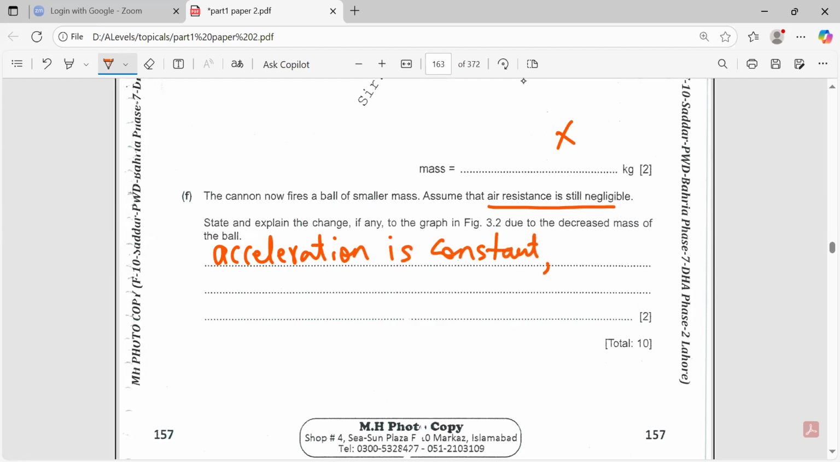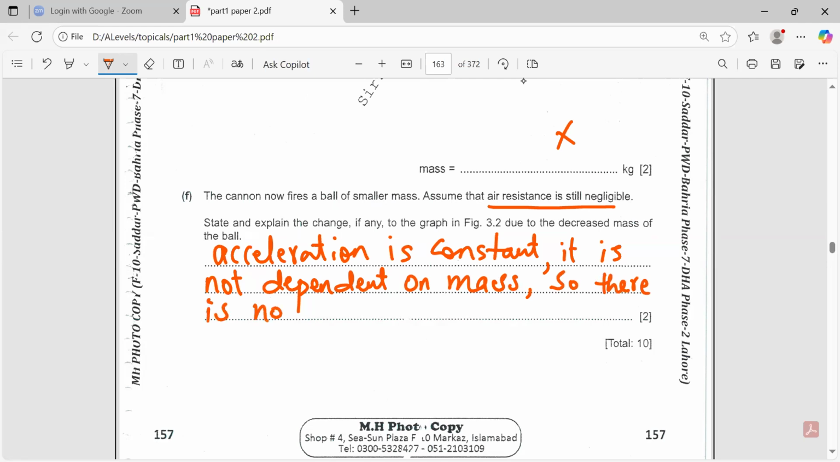Acceleration जो है वो constant है, and it is not dependent on mass. Acceleration is constant and it is not dependent on mass. So there is no change in graph. ग्राफ के ऊपर कोई भी चेंज नहीं आएगा. तो ग्राफ विल रिमेन सेम, राइट. सो इन दिस वे आपका ये क्वेश्चन भी सॉर्ट आउट हो गया.